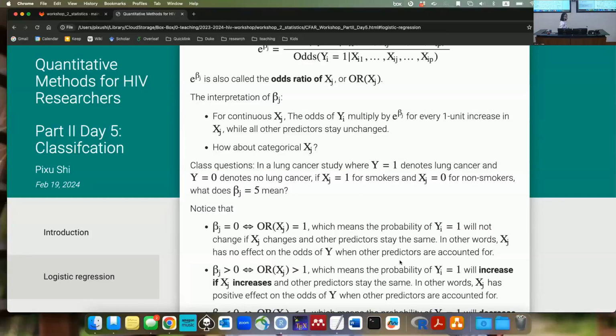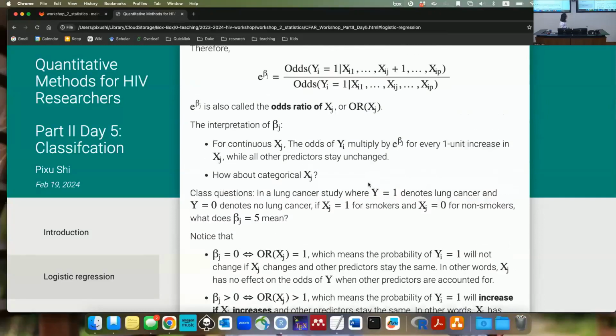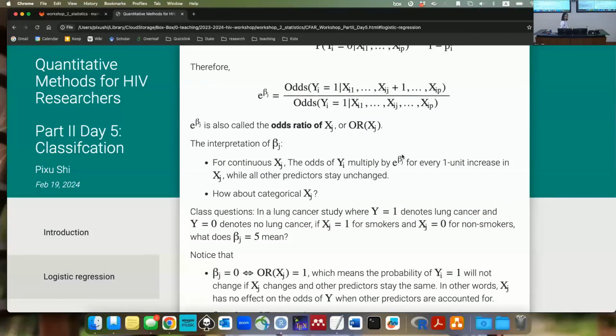Does that mean it's 5 times more likely, or no? How would you translate that into how much? It's actually exponential of 5. So the odds of getting lung cancer is multiplied by exponential of 5. It's not the probability, it's the odds.